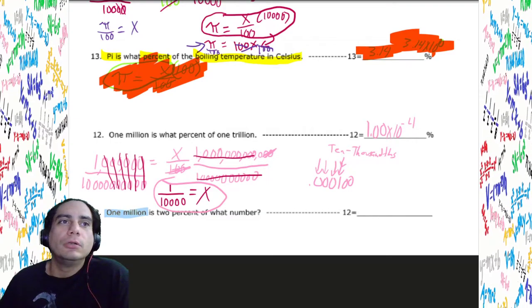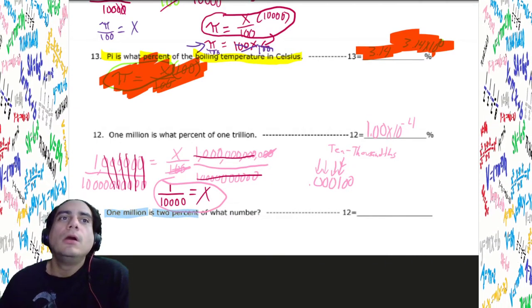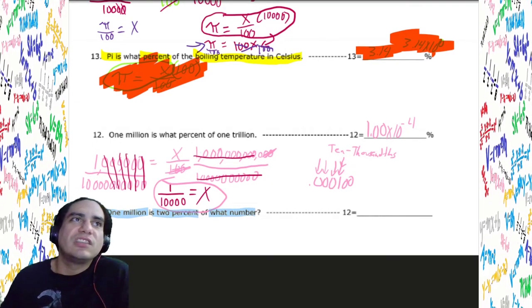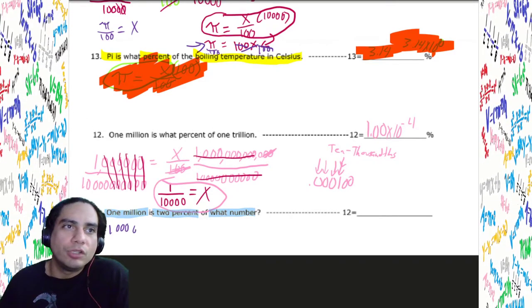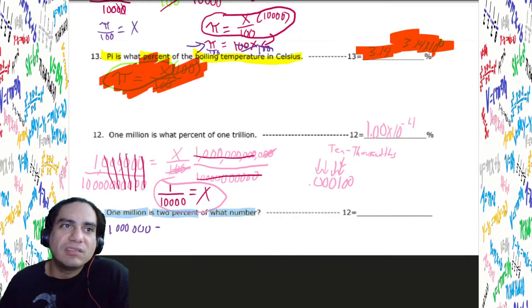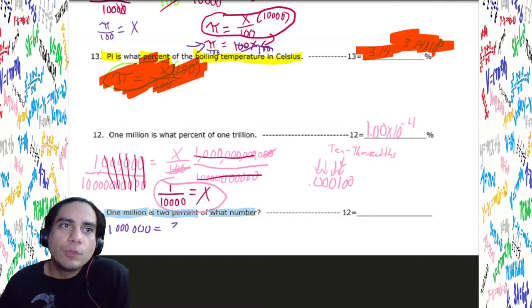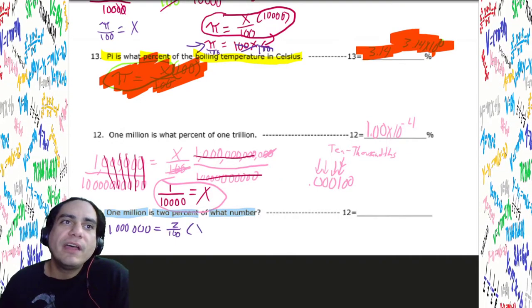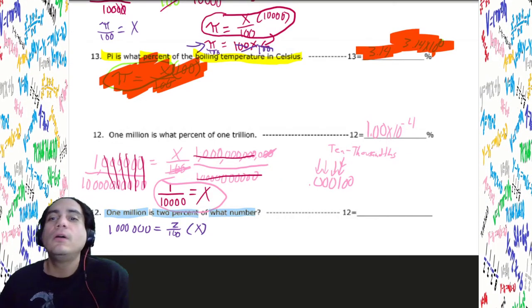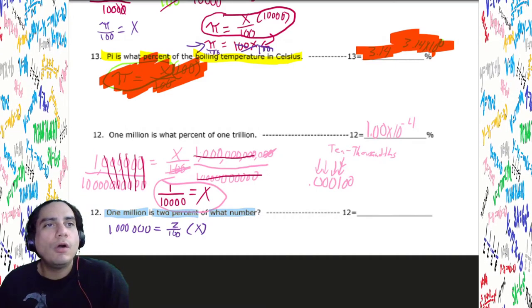We got 1 million is 2% of what number? All right, let's set this up. 1 million, so it's going to be 1 with 6 zeros after it. Use your commas if you need to. Is 2%. 2% is 2 out of 100. We can go ahead and change that to a decimal right now. Of X.